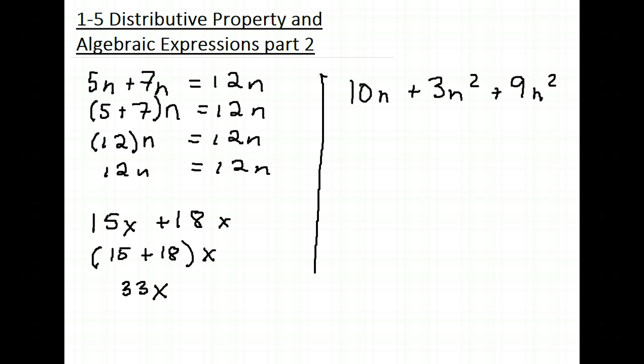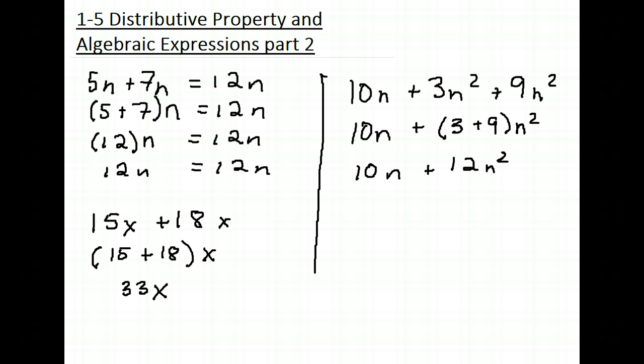So looking at our variables, we can combine the 3n squared and the 9n squared because they have the same variable, but the 10n just has to hang out by itself. So we do that as 10n plus, open parentheses, 3 plus 9, close parentheses, n squared. So we have 10n plus, 3 plus 9 is 12, 12n squared. And that's as far as you can go.